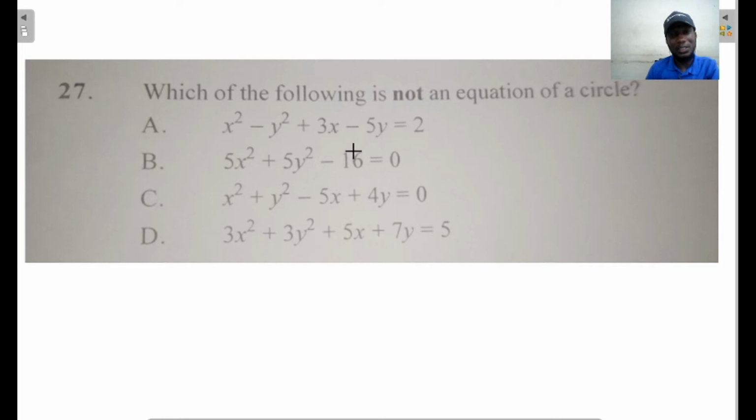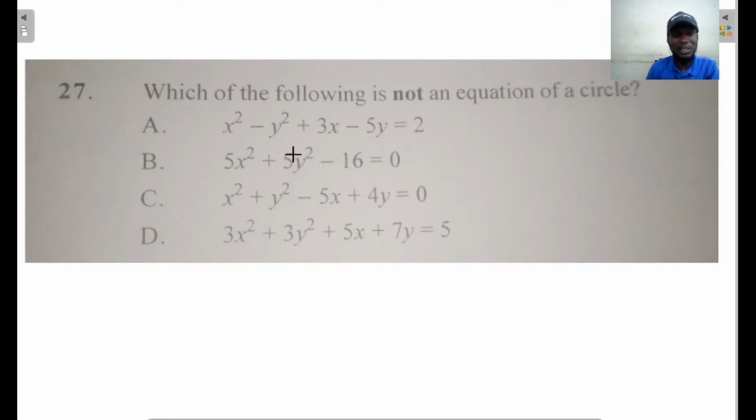When you see this one, it follows the first property I stated there. You can see that it is an equation of 2 being the highest degree. So this is x squared, y squared, x squared, y squared, and so on. So it follows that one. Then the second one is that we don't have an xy term. So when you check here, we don't have any xy, we don't have any xy, we don't have any xy.